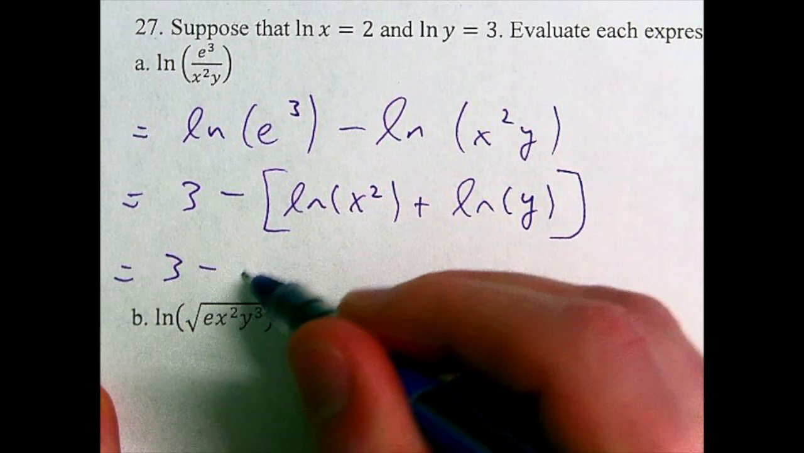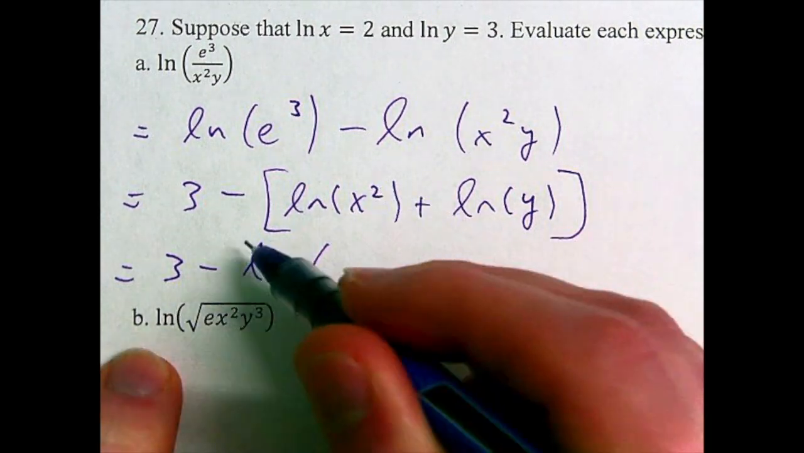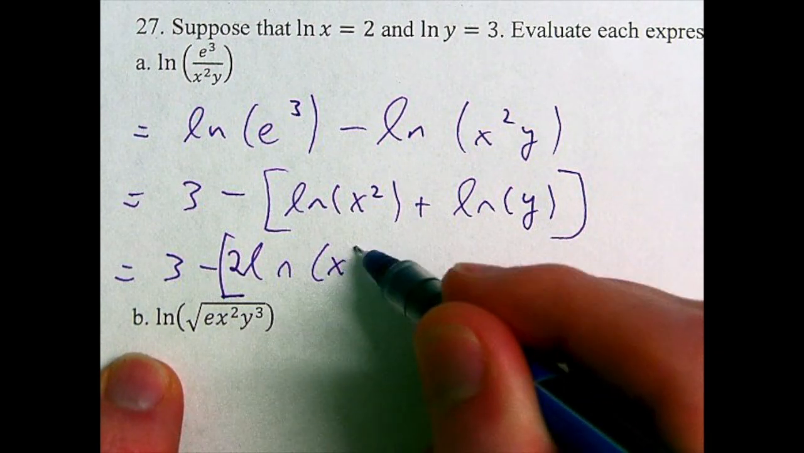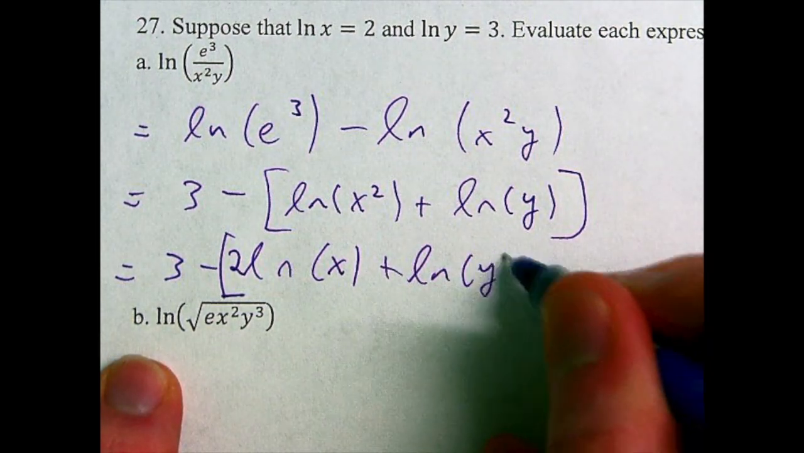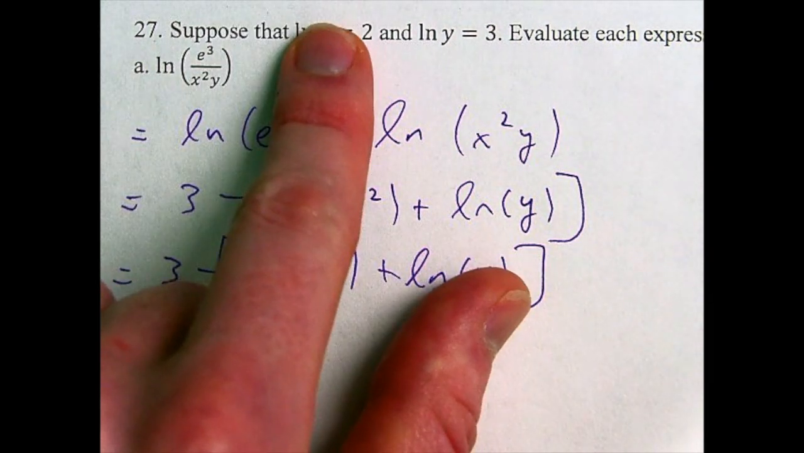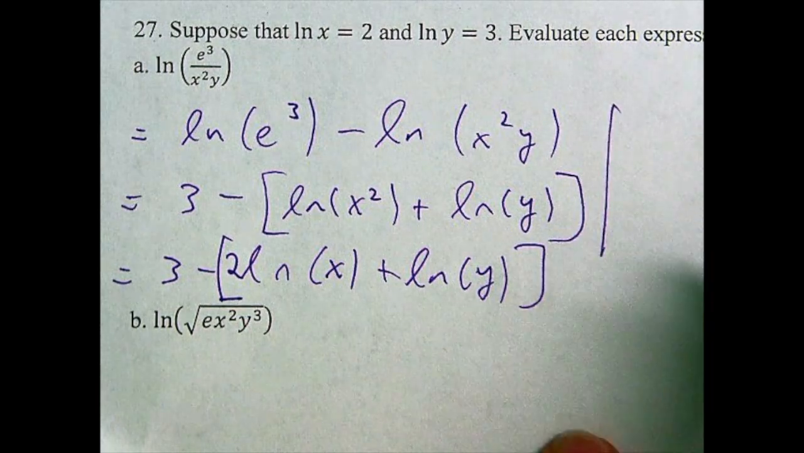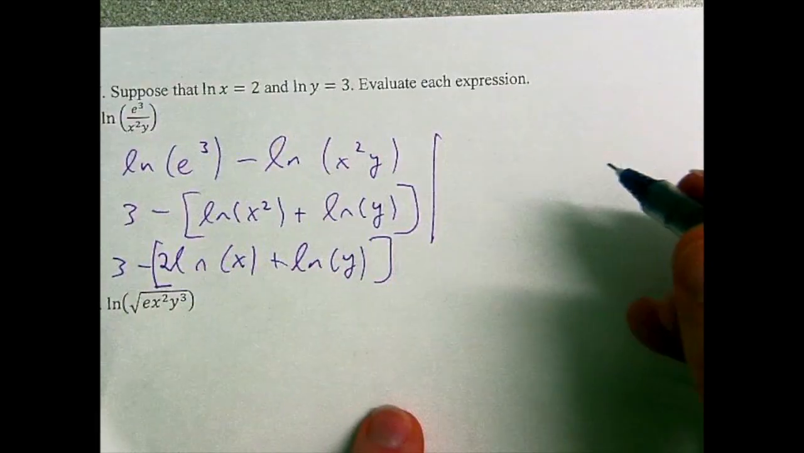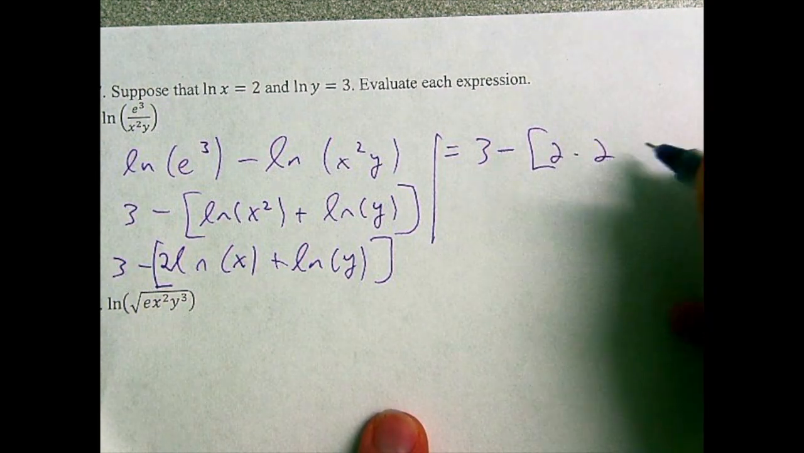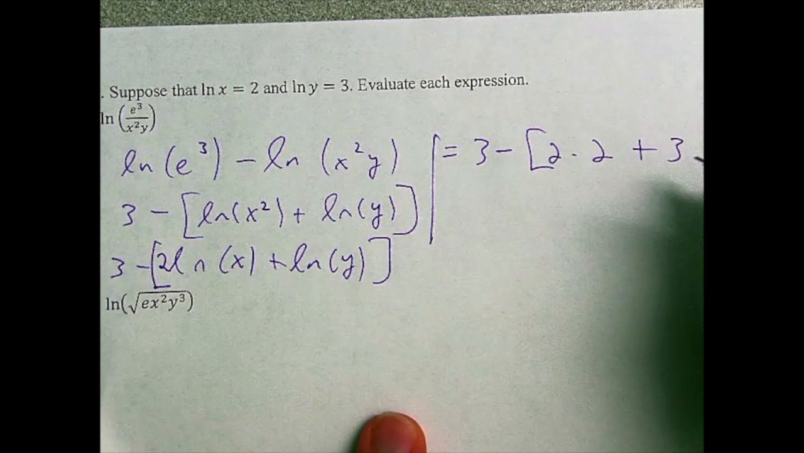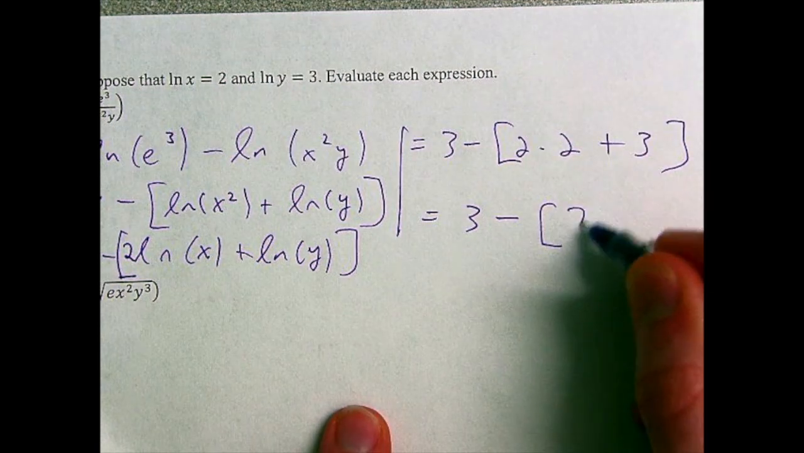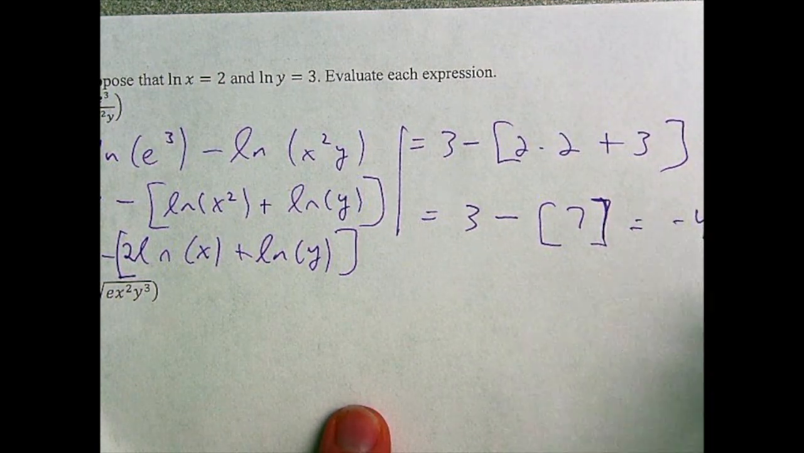Anyway, that's 3 minus natural log of, the 2 can come out here, right? That's what I'm getting at here. And then plus natural log of y. And the point is I actually know what natural log of x and natural log of y are. I tell you, they're 2 and 3 respectively. So I get 3 minus 2 times natural log of x, which is 2, plus natural log of y, which is 3. And so that's whatever it is. 4 plus 3 is 7. So this gives me -4. Okay.